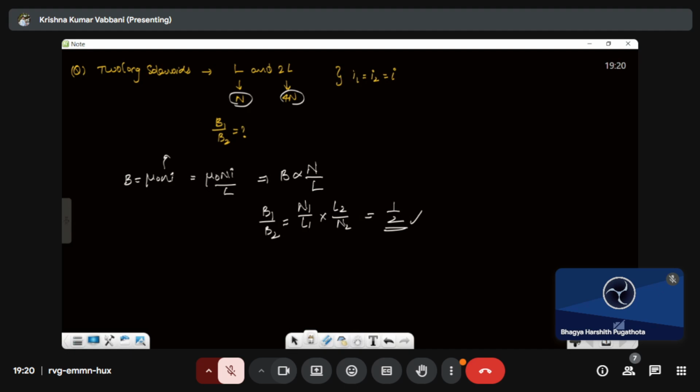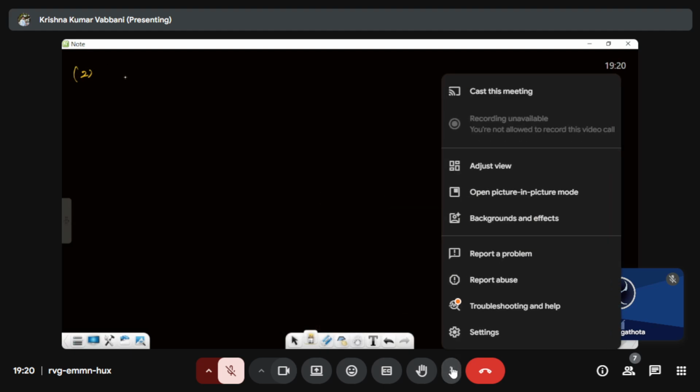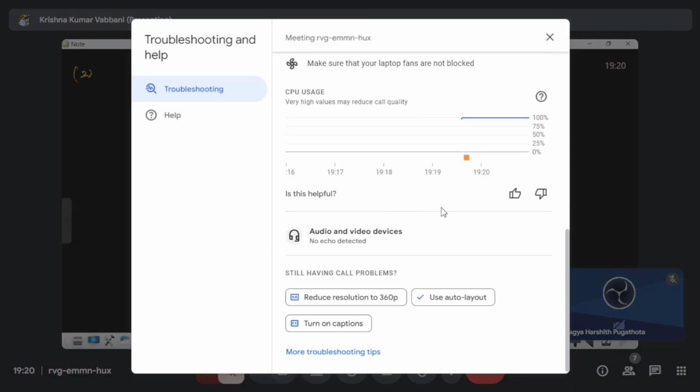Last class I have given this problem. So there is a solenoid. There is a solenoid I have given this.